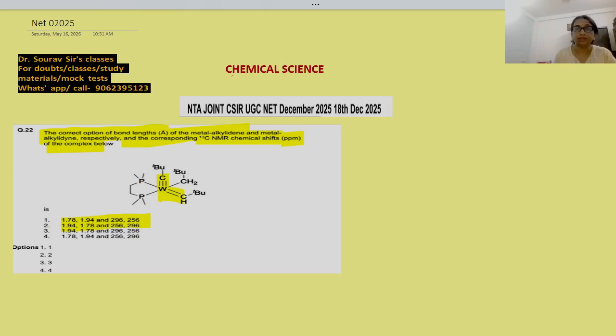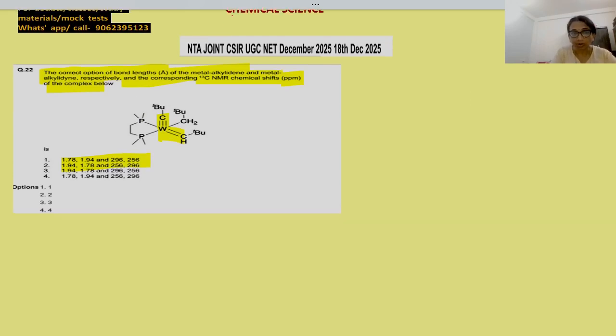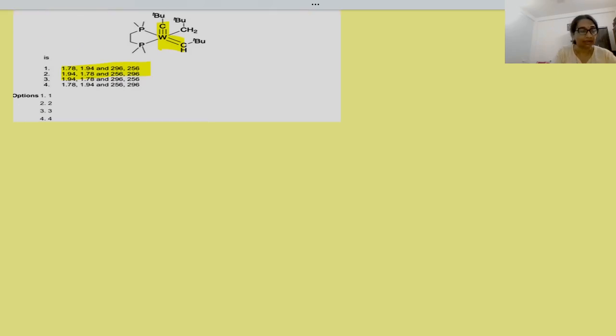So according to NMR spectroscopy, we can find the exact bond length of the metal-carbon bond. There are two types of bonding given: one is the double bond and the second is the triple bond. Now let's start the solution. What is the concept behind this question? They are asking about the bond length, so first you should have an idea about the bond length in angstrom or any other unit.